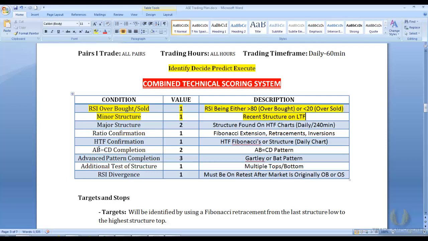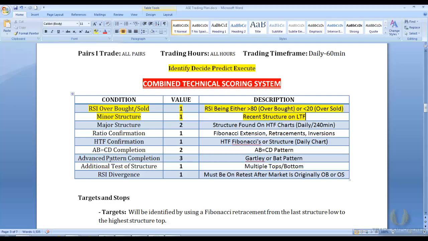Ratio confirmation. Do we need to have Fibonacci confirmation at my entry position? Again, this is something that I would like to have, but no, I don't necessarily need it in my trading. Same thing with higher time frame confirmation. Do I need an AB equals CD pattern completion? Me personally, no.